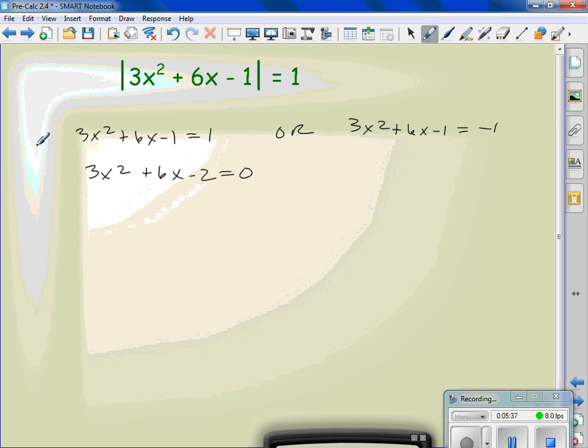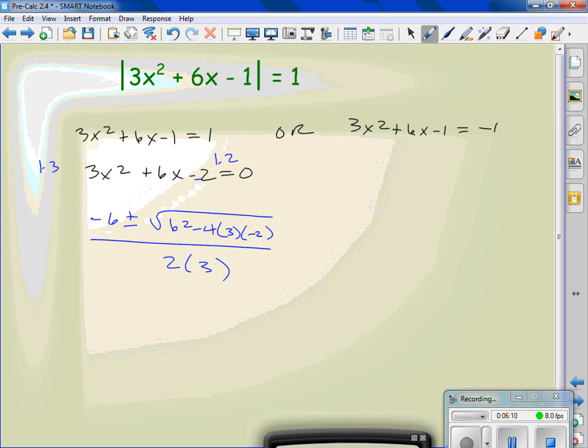Factoring, let's see, if I have 1 and 3, 1 and 2, signs have to be different. I need a 6. Can't do it. Okay, completing the square. If I wanted to complete the square, I've got to divide everything by 3. But now I've got 2/3 here. A lot of people are going to avoid the fractions. That's fine. Use the quadratic formula: negative 6 plus or minus the square root of 6 squared minus 4 times a times c, all over 2 times 3.